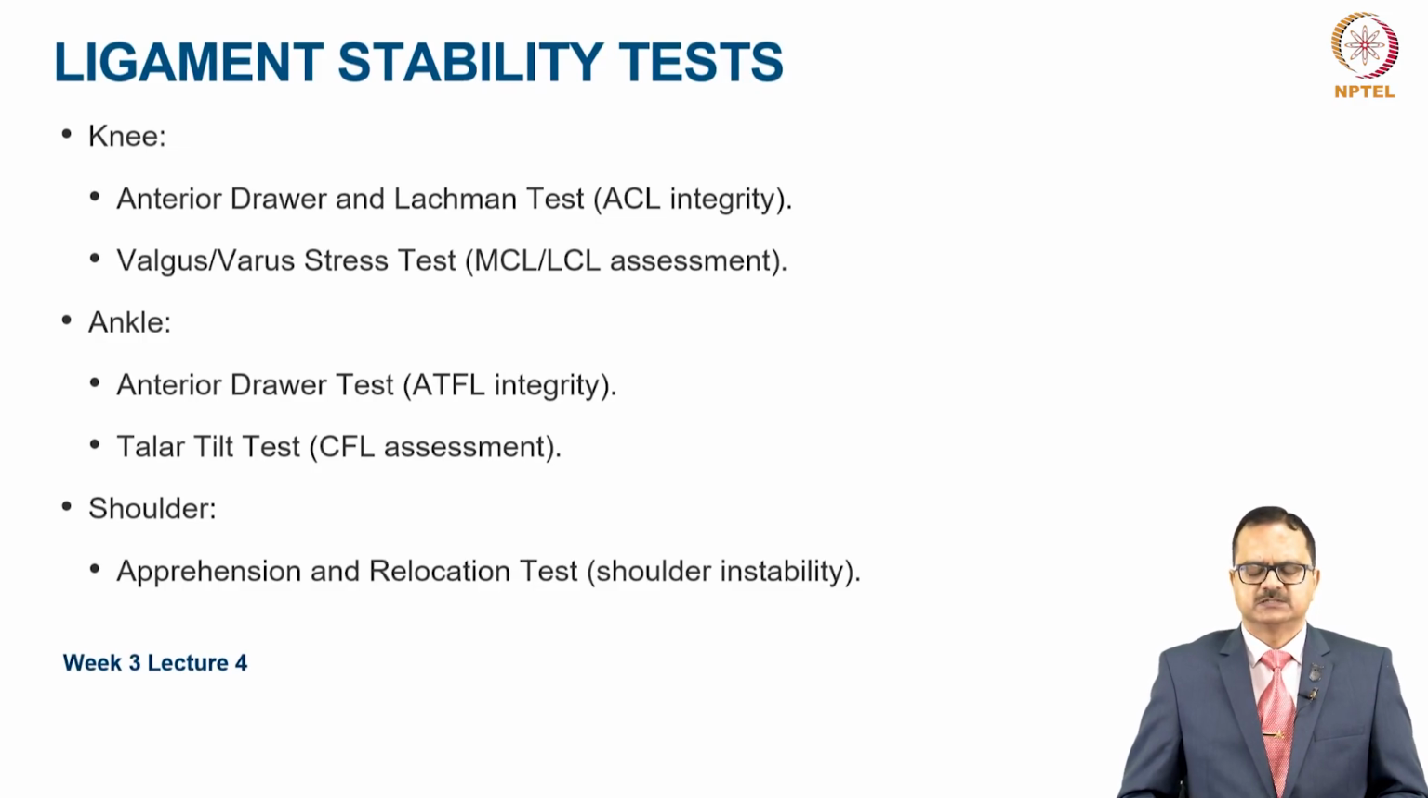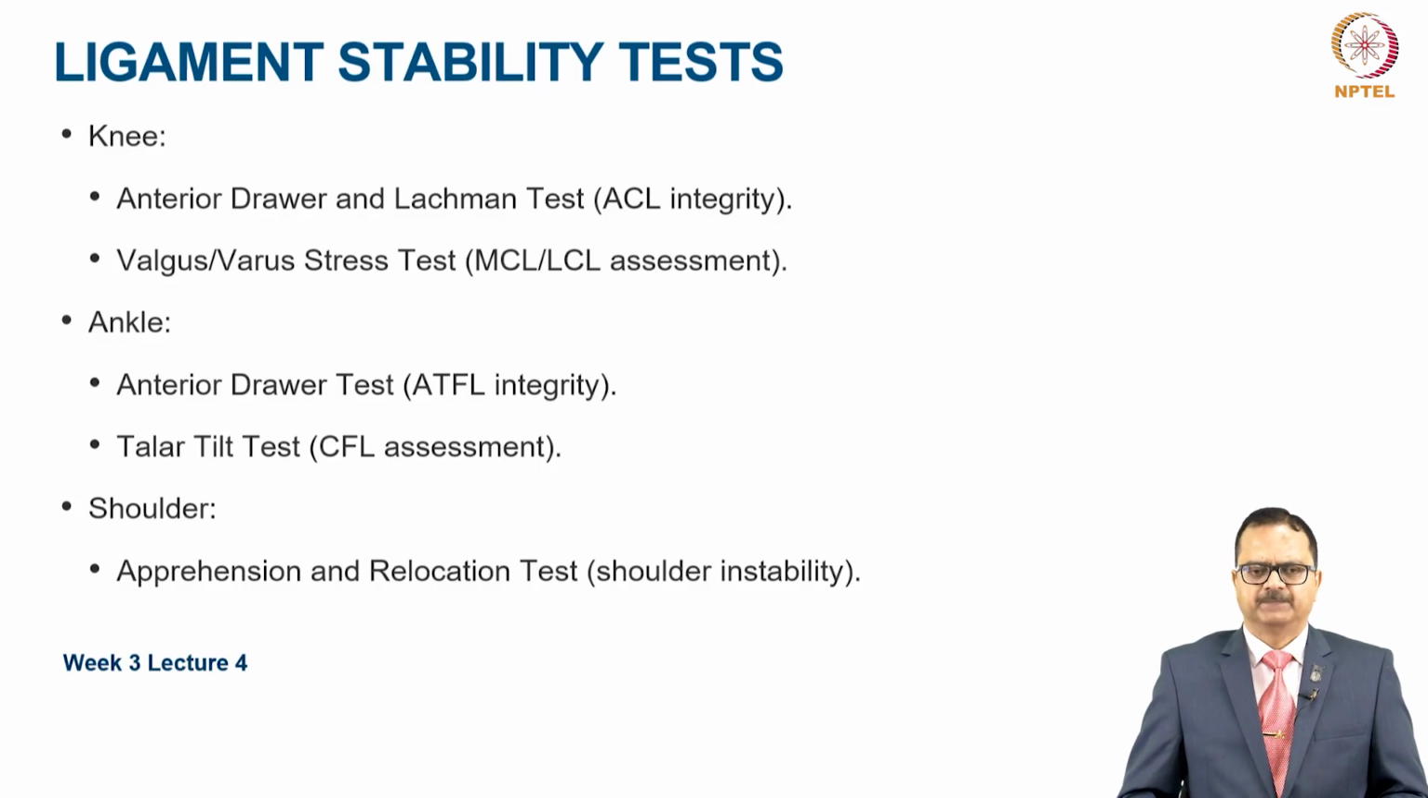If we come to the joints, we have to test all the ligaments for stability. In the knee, the test for ACL ligament stability is called the anterior drawer test or Lachman's test. You also do a valgus and a varus stress test to assess the MCL and the LCL. In the ankle, you do an anterior drawer test to assess the ATFL integrity, and you do a talar tilt test to assess the CFL integrity.